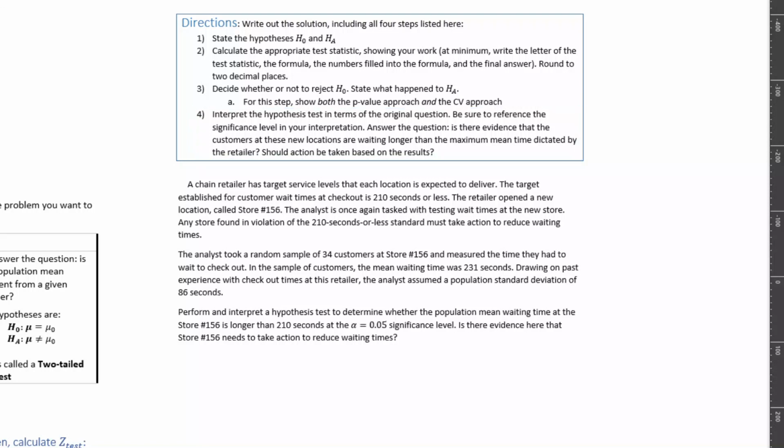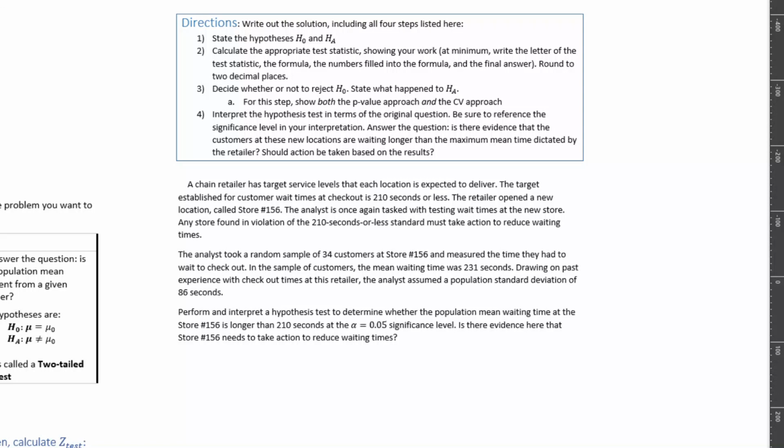The problem states, a chain retailer has target service levels that each location is expected to deliver. The target established for customer wait times at checkout is 210 seconds or less. The retailer opened a new location called store number 156. The analyst is once again tasked with testing wait times at the new store. This is the second in a series of problems. Any store found in violation of the 210 seconds or less standard must take action to reduce waiting times.